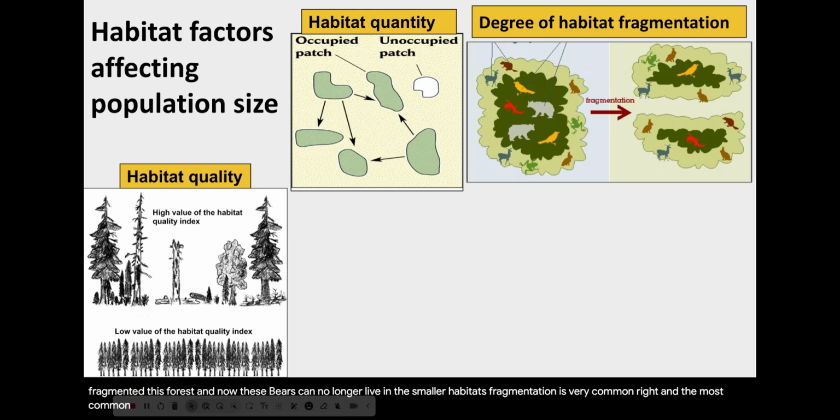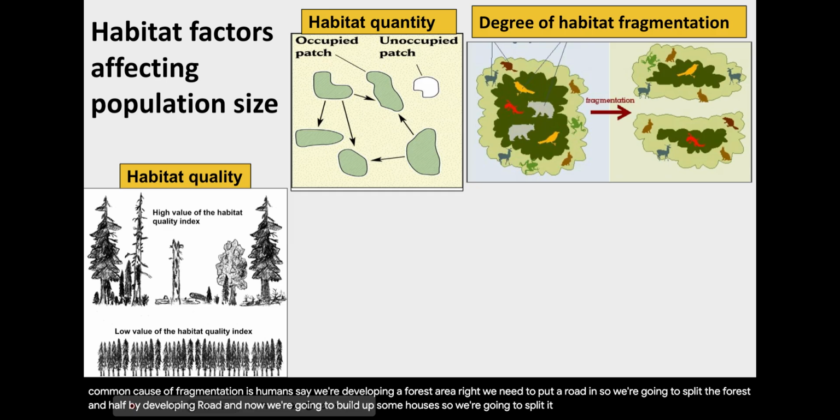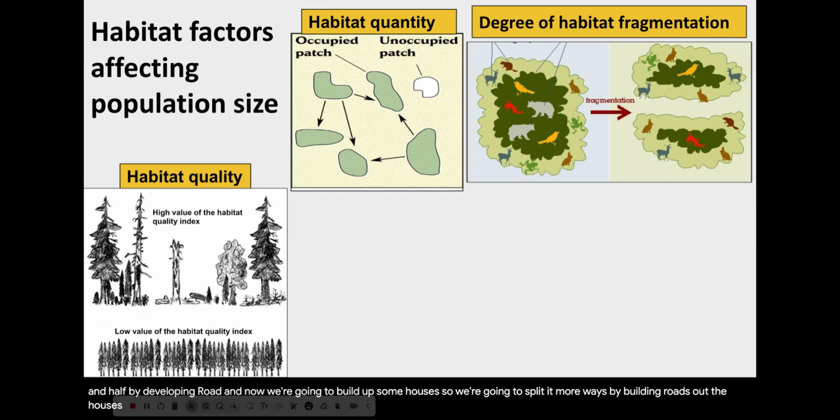Fragmentation is very common, right? And the most common cause of fragmentation is humans. Say we're developing a forest area. We need to put a road in, so we're going to split the forest in half by developing a road. Now we're going to build up some houses, so we're going to split it more ways by building roads out to houses. Now maybe we're starting a community, we need a town center, so we're splitting up more of the land, so that the size of these habitats just gets smaller and smaller and smaller.